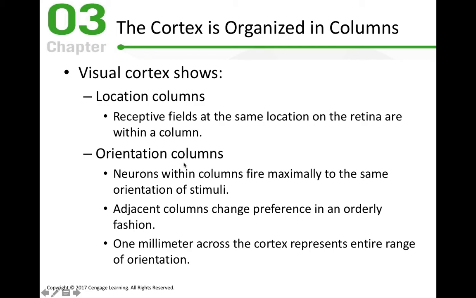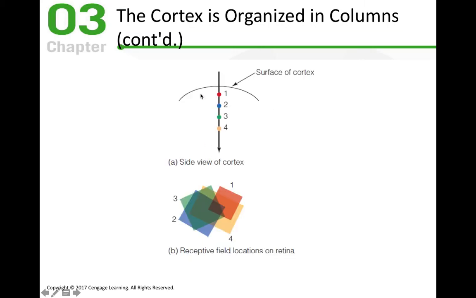Okay, let's see. Now another concept that I want you to understand that can be difficult is this notion of the columns in the cortex. All right, so in the visual cortex, what Hubel and Wiesel found was that if they put an electrode down in a particular area, going vertically down through the top of the brain to the bottom, the cells had receptive fields that were more or less in the same location within a particular column of cells.